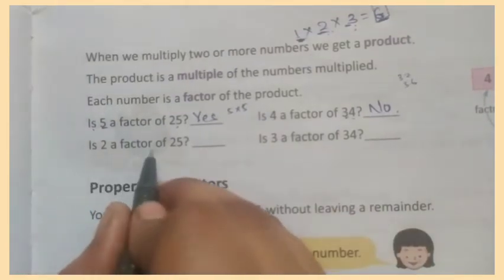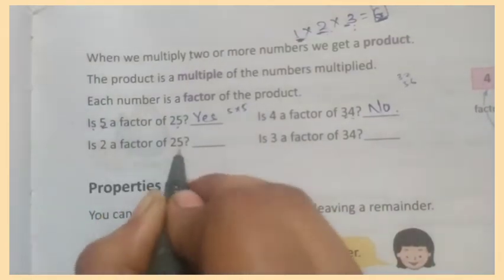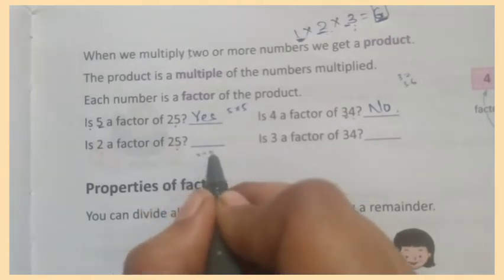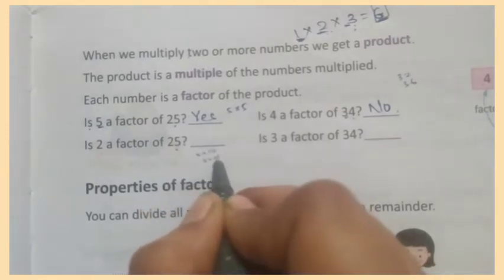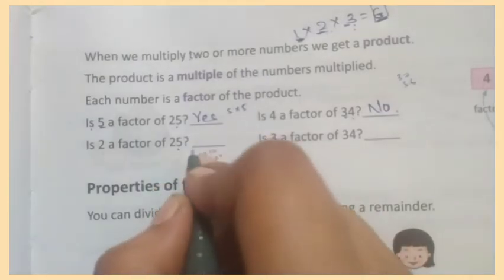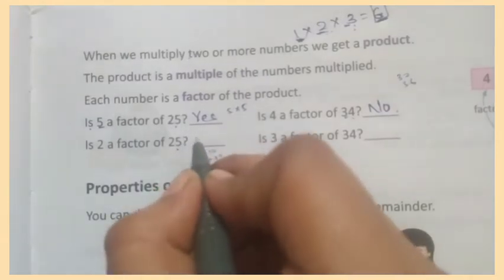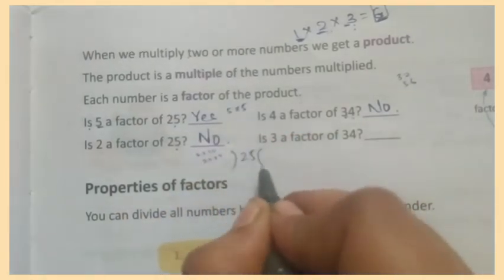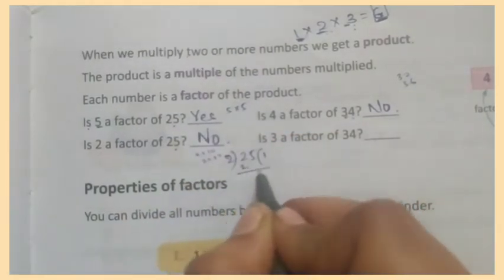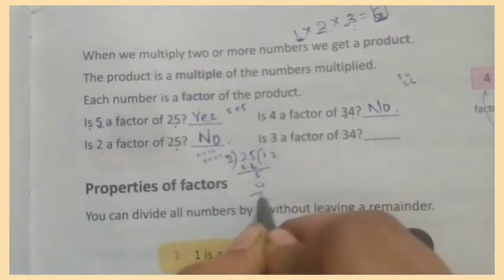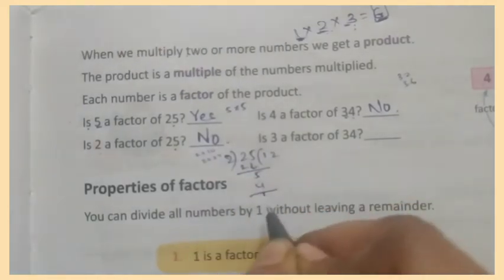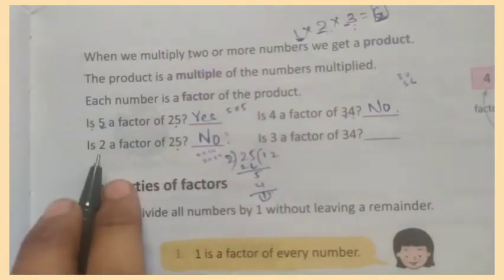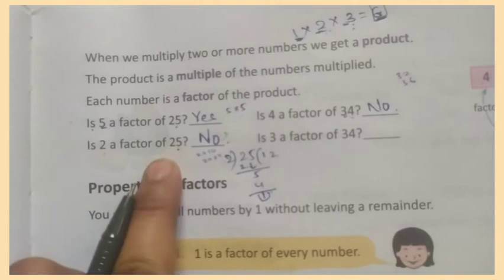And is 2 a factor of 25? 2 tens are 20, 2 elevens are 22, 2 twelves are 24. 25 we will not get, so no. Otherwise you can check by dividing. 2 ones are 2, we will get 5 here, 2 twos are 4, 5 minus 4 is 1. We got remainder 1, so this is not a factor of 25. 2 is not a factor of 25.